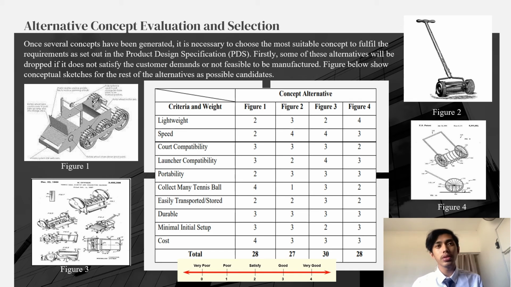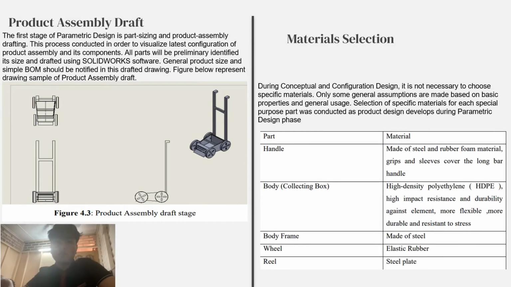So the figure below shows the conceptual sketches for the remaining alternatives as possible candidates. After this, we can see that figure 1's total is 28, figure 2 is 27, figure 3 is 30, and figure 4 is 28. So we can see in this table, figure 3 has the highest total. So we choose figure 3 as the final sketch design. That's all.